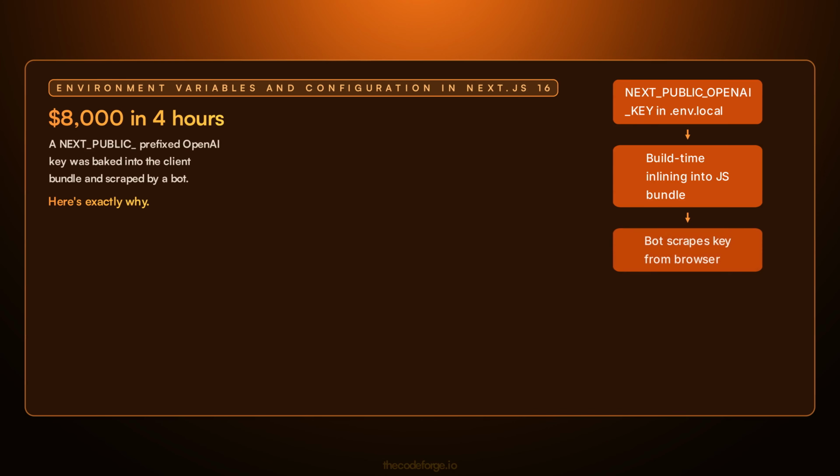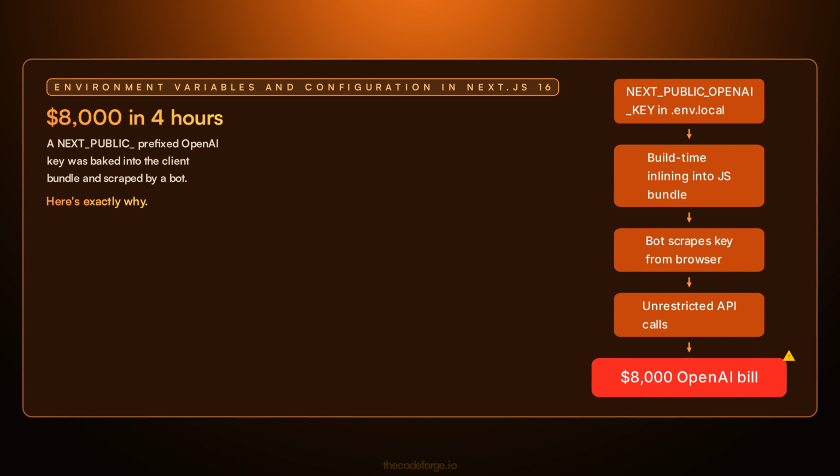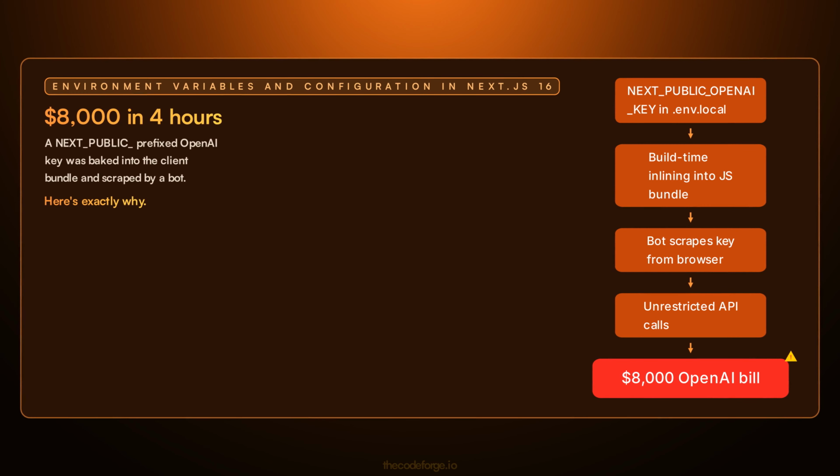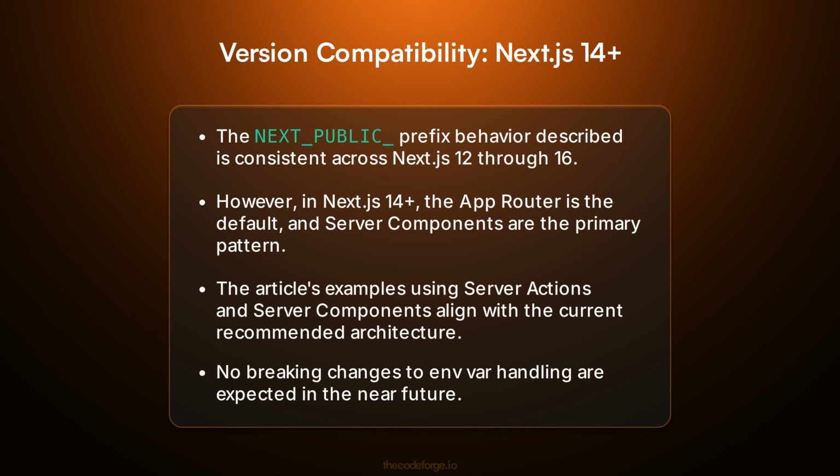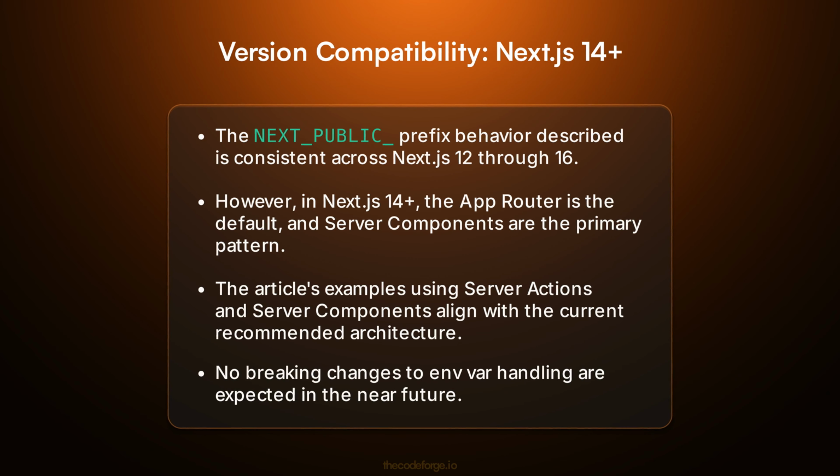An OpenAI key leaked through a NEXT_PUBLIC prefix racked up $8,000 in just 4 hours. The key was baked into the client bundle and scraped by a bot. The NEXT_PUBLIC prefix behavior described is consistent across Next.js 12 through 16.